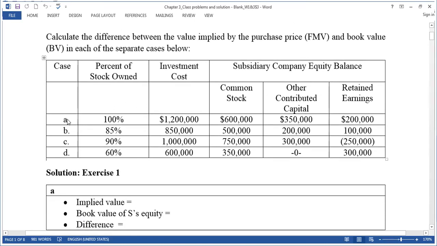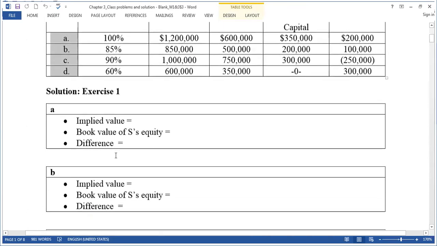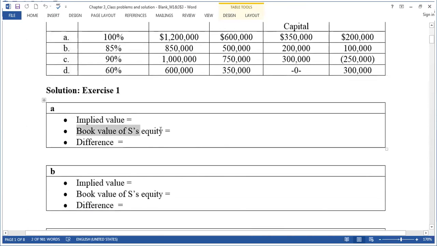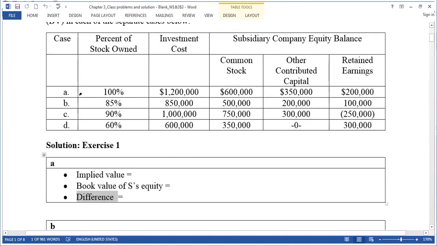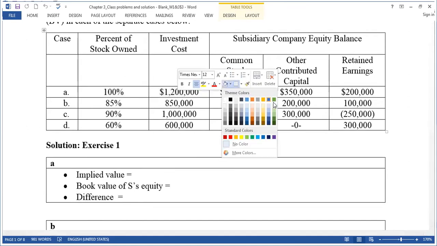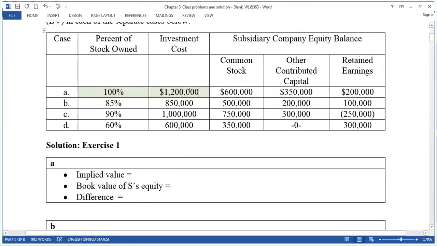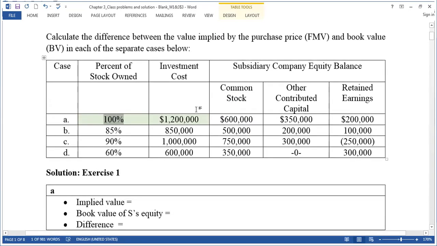So you are given different cases. Based on the different cases, here we have 4 cases, and we have to calculate the implied value, we have to calculate the book value, and we have to calculate whether we have any difference or not. So how to calculate the implied value if we think case 1? These 2 pieces of information will help you to calculate the implied value, because investment cost divided by the percentage will help you to find the implied value. So implied value equals this amount. You can do it with me.